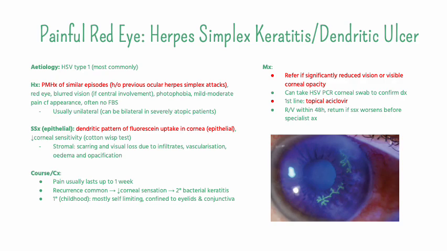The management plan is typically well managed in a GP setting, in which the first line is topical acyclovir 5 times a day for 14 days. However, do bear in mind that there is a low threshold for referral, especially with a dendritic ulcer or a child with vesicles and a red eye, or photophobia or an abnormal red reflex, or a non-healing ulcer. So those are the signs and symptoms you should consider for a low threshold to refer to an ophthalmologist. Additionally, you should also refer if they have a significantly reduced vision or visible corneal opacity.